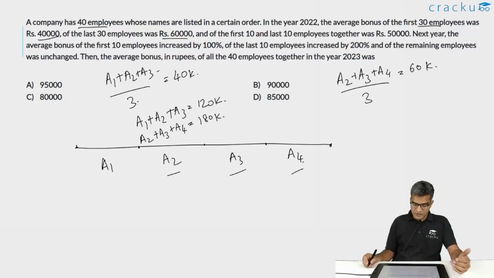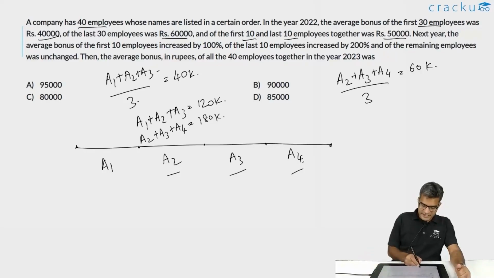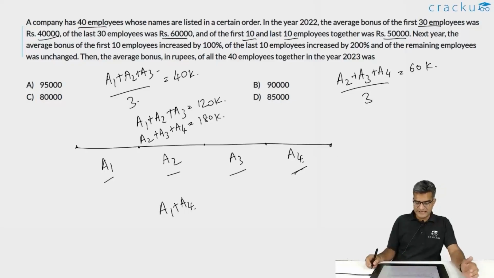Now what we are also told is that the first and the last 10 employees, the average together is 50K. So that would imply that A1 plus A4, sorry, A1 is the first 10 employees, A4 is the last 10 employees. A1 plus A4 divided by 2 is equal to 50K. So the total is A1 plus A4 is equal to 100K. These are the 3 equations that we have.